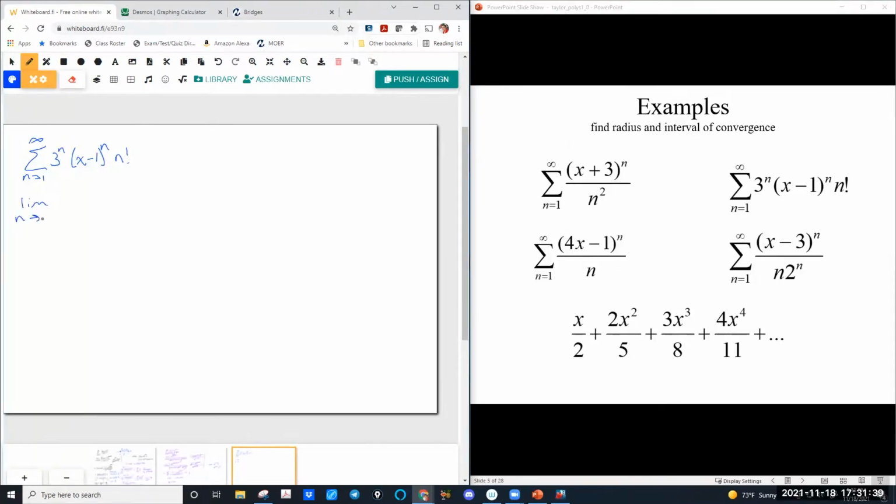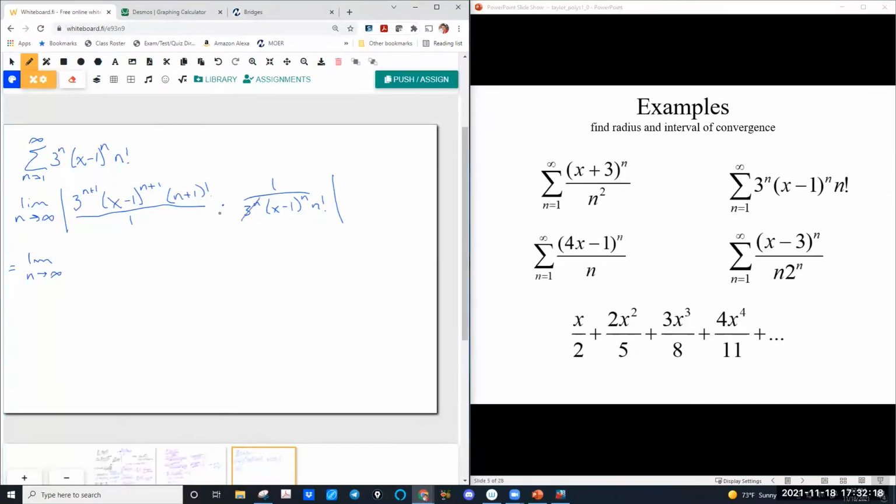So limit as n goes to infinity, absolute value of a sub n plus 1, 3 to the n plus 1, x minus 1 to the n plus 1, and n plus 1 factorial. There's nothing really in the denominator, so let's just put it over 1, and then we'll multiply it by the reciprocal: 3 to the n, x minus 1 to the n, and then just n factorial. At this point, we're getting pretty good with the simplifying.